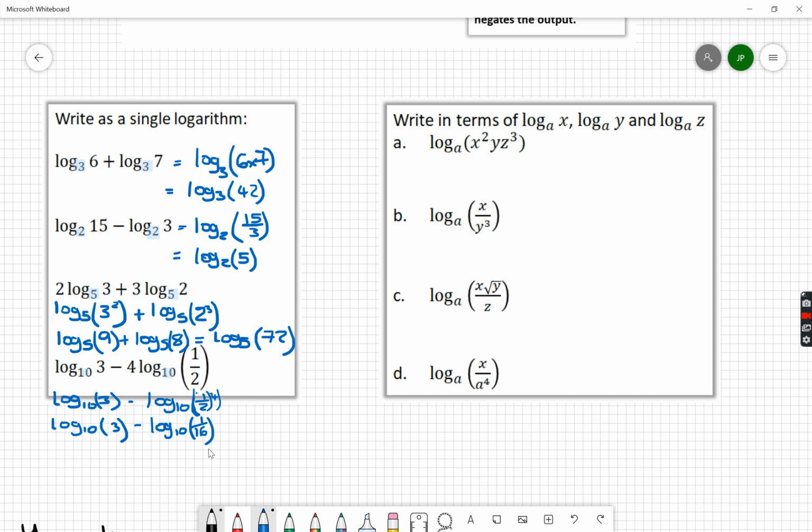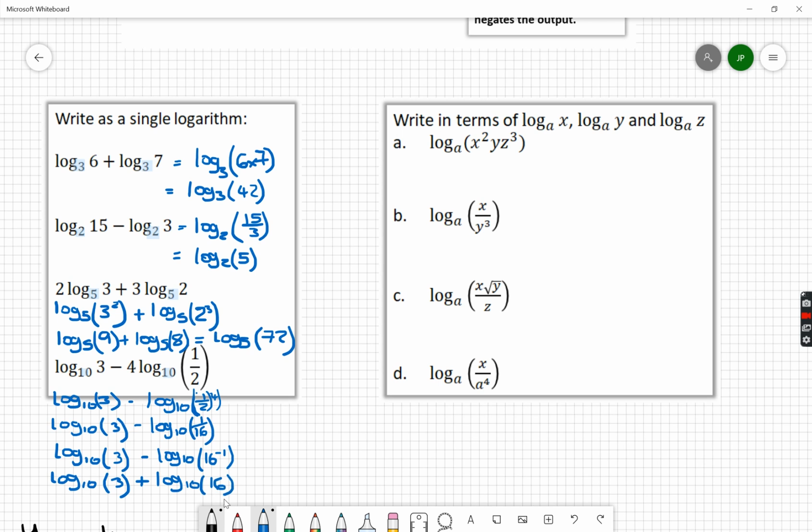Okay, right, one of the last ones we looked at, I can rewrite 1 over 16 as 16 to the minus 1. So this will become log 10 of 3 minus log 10 of 16 to the power of minus 1. And then the 16 to the power of minus 1, I can take the minus 1 out. So I can have log base 10 of 3, minus and a minus will give me a plus, log base 10 of 16.